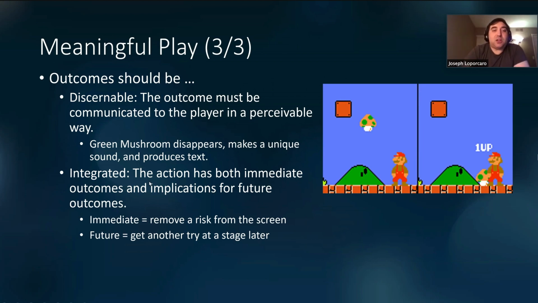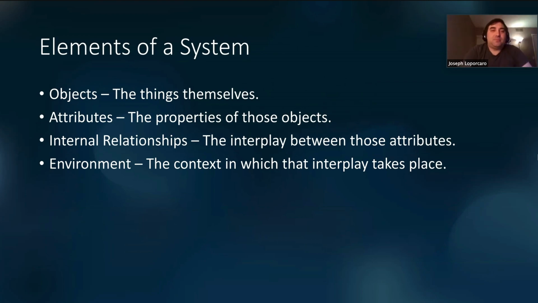The outcomes also have to be what we call integrated. What this means is that the action has to have an immediate implication, an immediate payoff, and also a future payoff. So in the immediate sense, as soon as Mario gets this one-up mushroom, that risk is removed from the screen, right? He no longer has to chase after that mushroom to try to get it. So that's an immediate thing. But the future outcome is that if the player loses a life, now they have an extra one because they just got one, right? So we want to make sure that our outcomes are immediate and integrated.